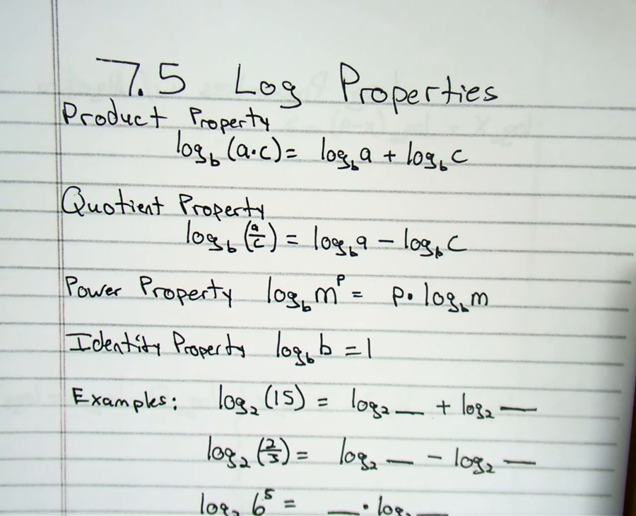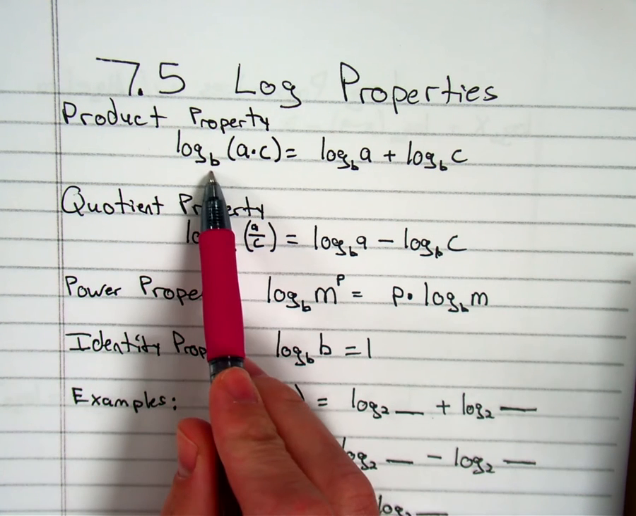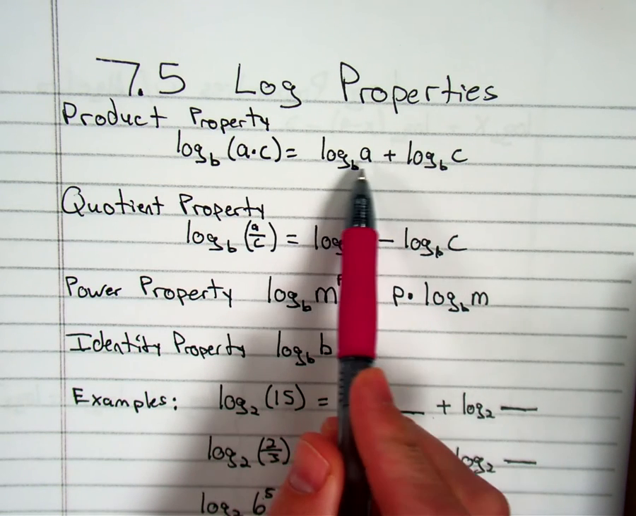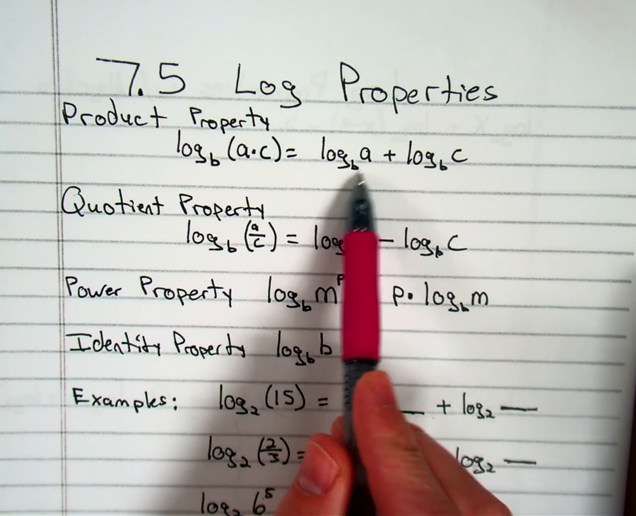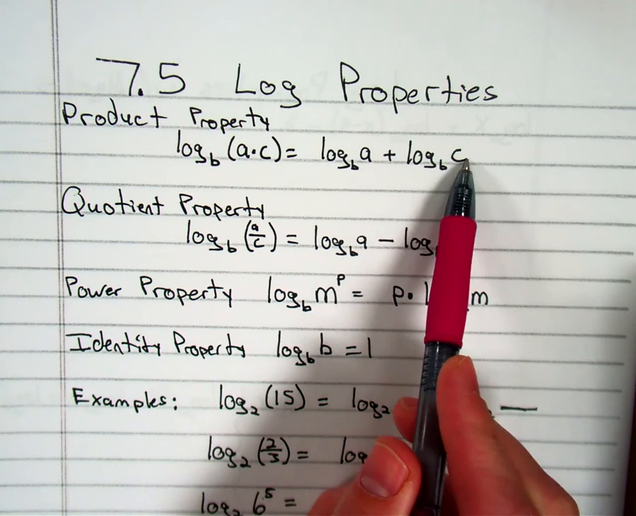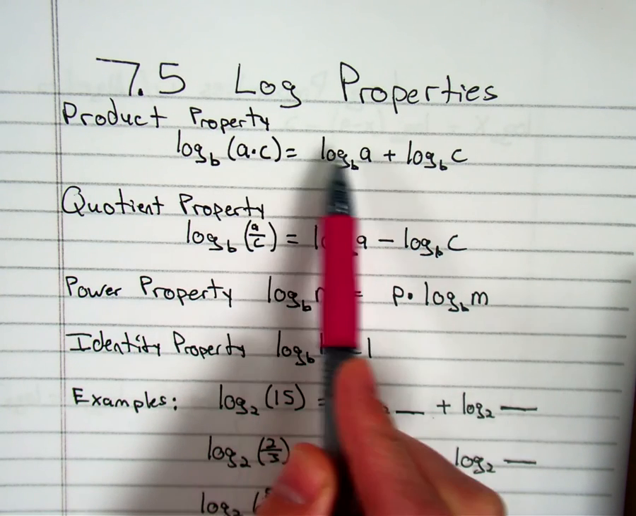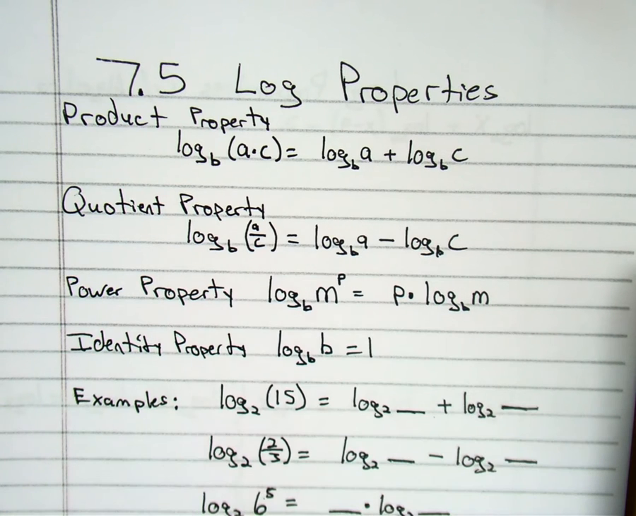Welcome to 7.5, Properties of Logs. We're going to introduce some quick properties of logarithms and how we're going to use those to solve problems. So we have the product property. Log base b of a times c can be split apart into the sum of two separate logs, log base b of a plus log base b of c. So I can take whatever two numbers are being multiplied here, split that up into individual ones, and add those two pieces together.